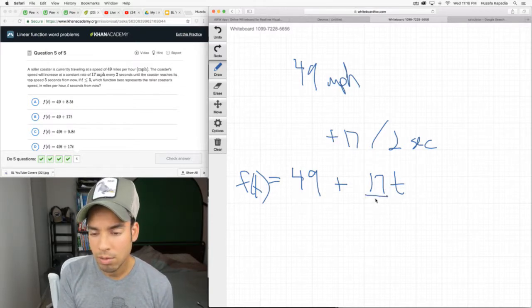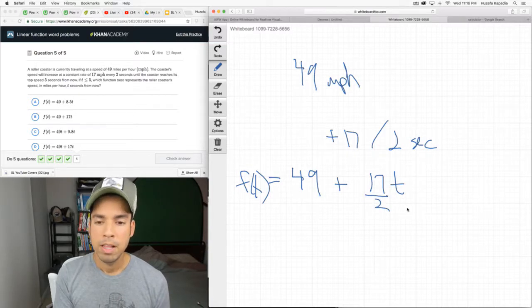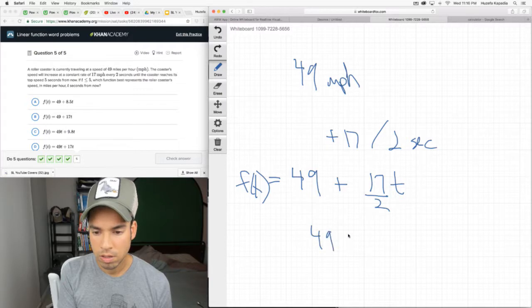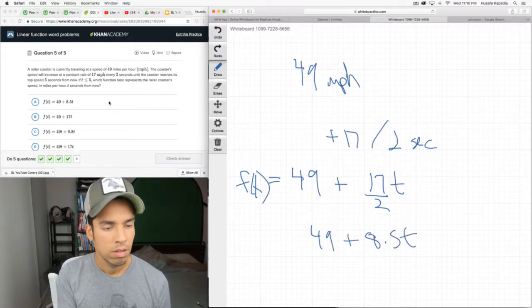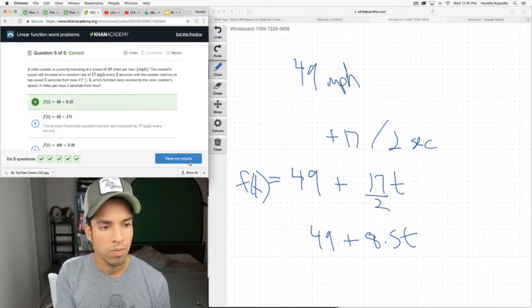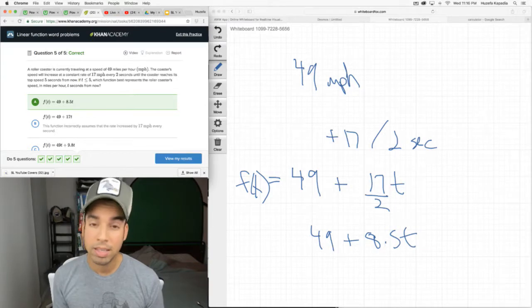So how do we combat that? We just divide this guy by 2. So what does that now relate to? Well, what's 17 divided by 2? It's 8.5t. So this is our answer. They put it in decimal format. It is a calculator problem, so you can actually use a calculator and figure that out if you're unsure.